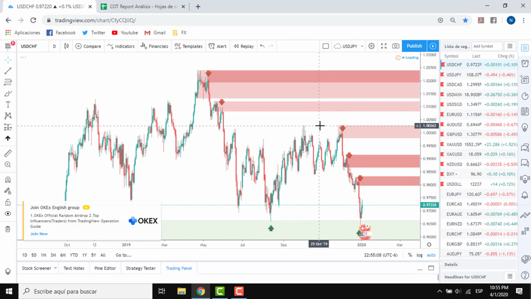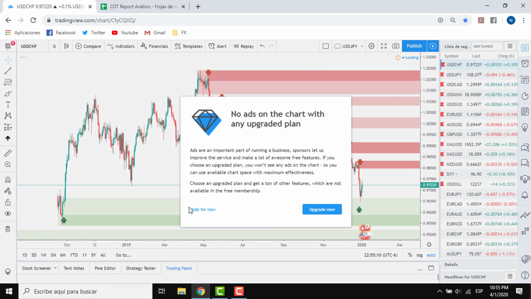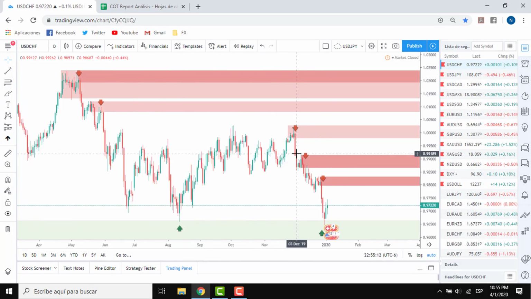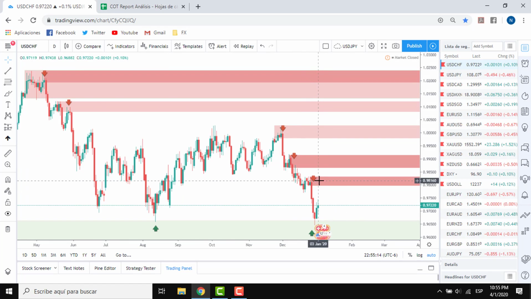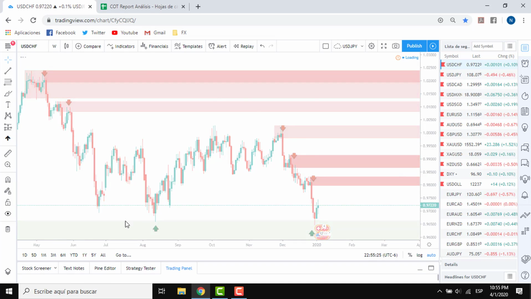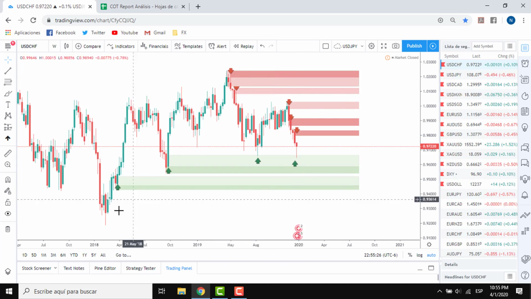This is the first analysis that I have for this 2020 dollar Swiss. What I see on this pair is that we have a supply zone here, and we have a supply zone there and there. This is the weekly level. These two are our daily levels. If we check the weekly chart, we might see that the price is right now high in the curve. That's pretty good. We're almost above fair value. So we're looking for sell entries.